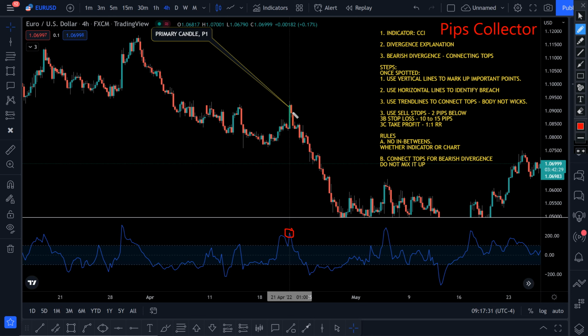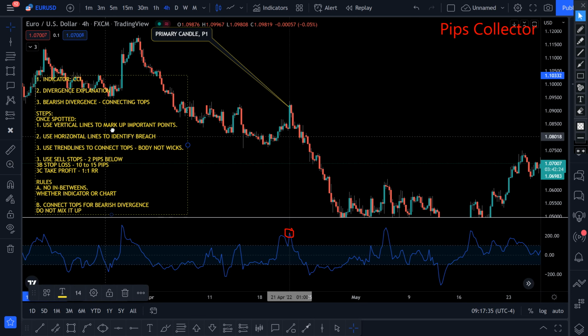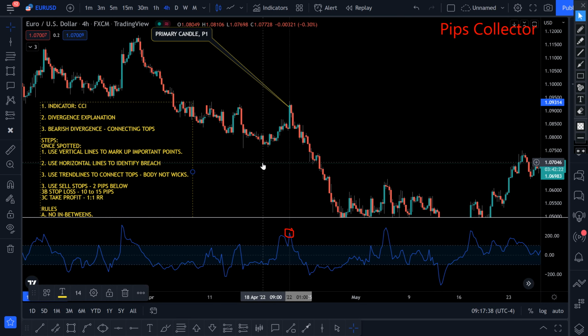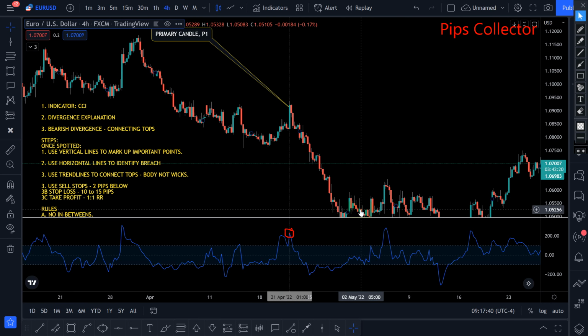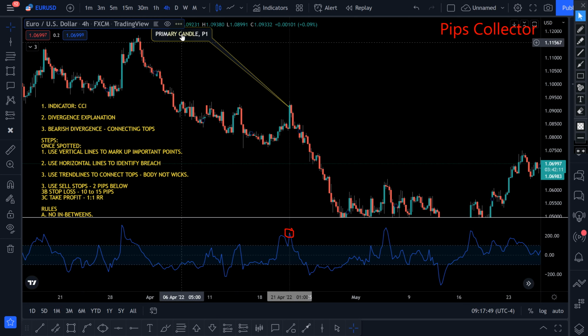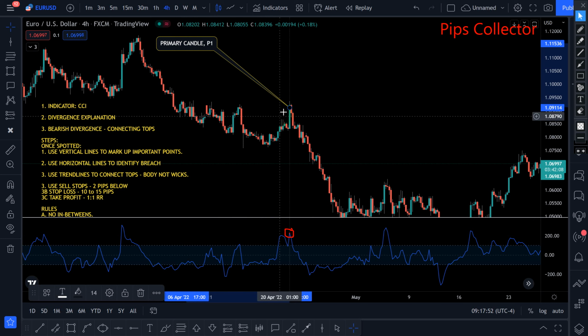After you've gotten this point, the next thing we want to do right now is to get a secondary point. So now you've used vertical lines to mark up important points. This is one important point, our primary candle. This candle is only primary because you have gotten this sharp edge, an inclination, as in up to the peak, then down. So this is a primary point.